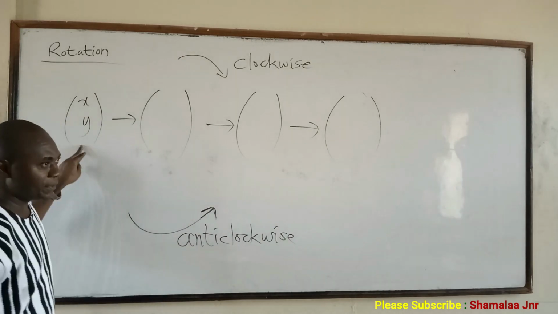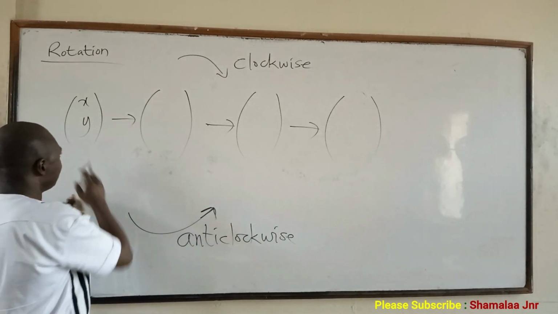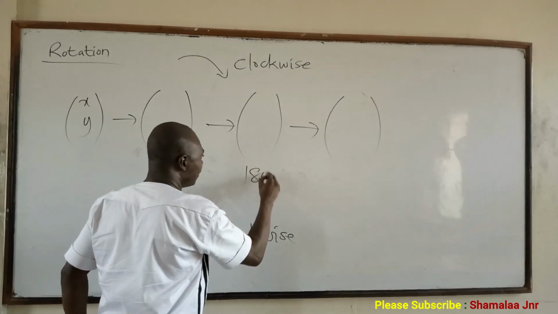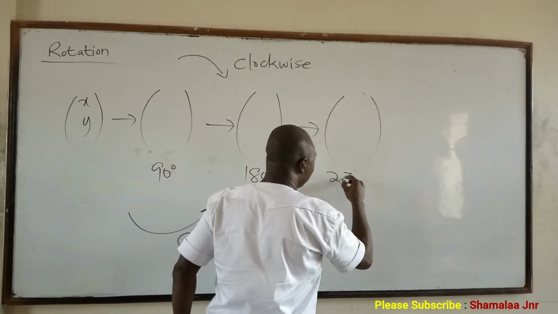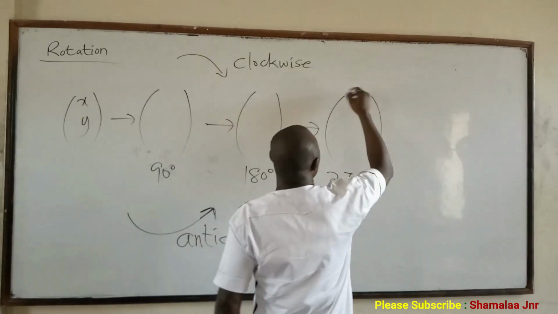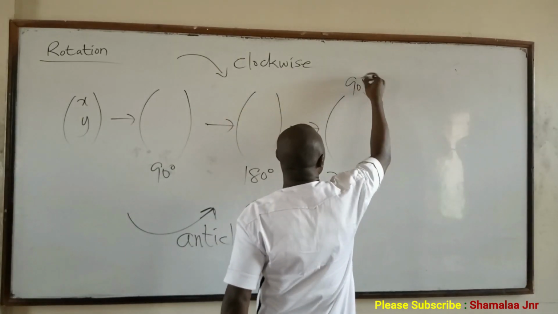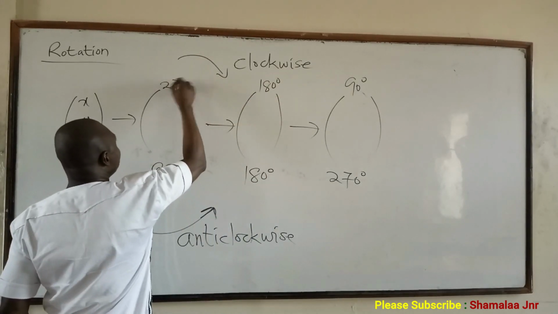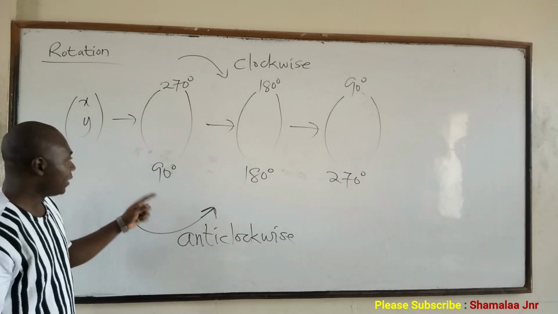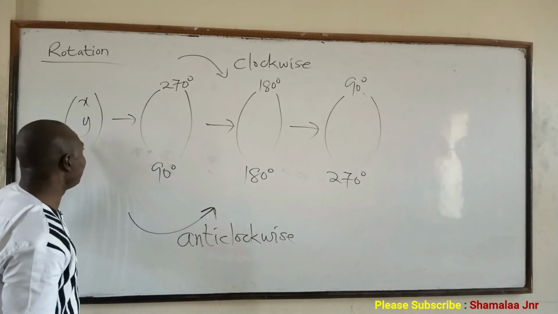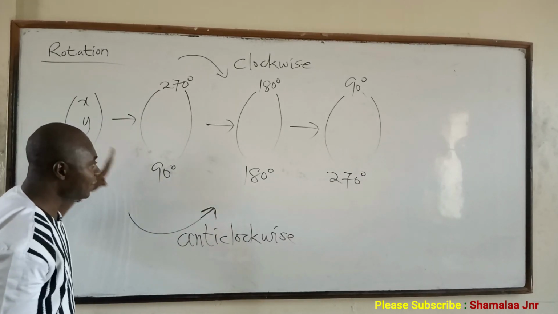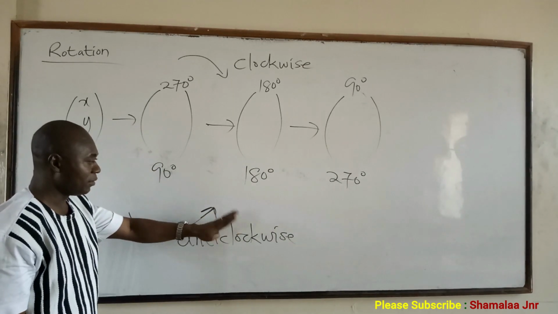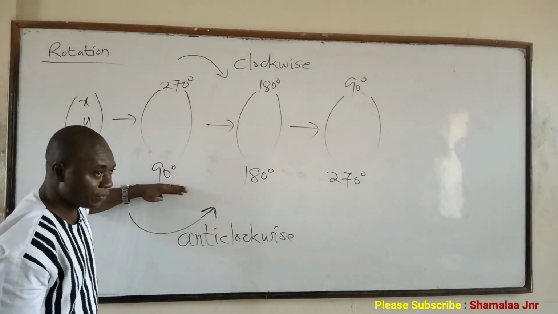Now, this is a point. This is a point I've been giving. This is 90 degrees, 180 degrees, 270 degrees. So look at it. So this is a point. I want to find the image of this point under these rotations. Do you see it?